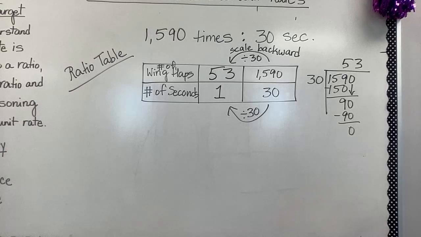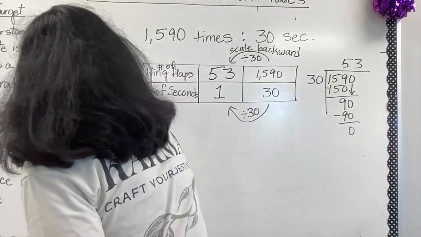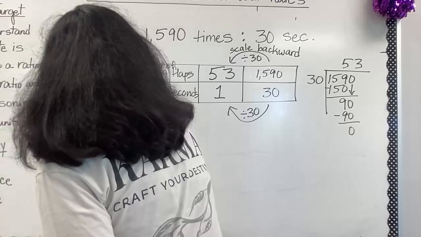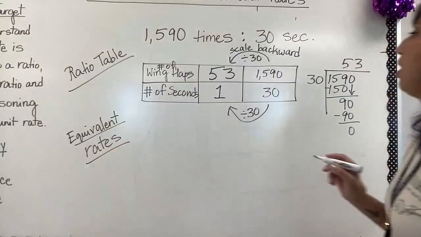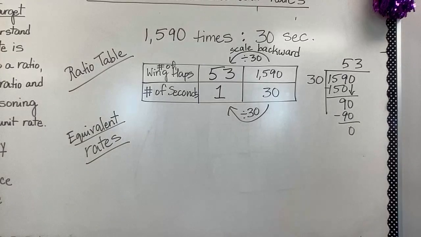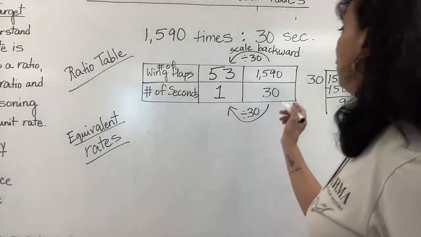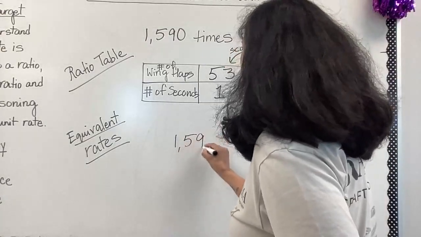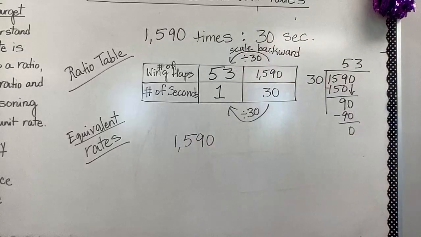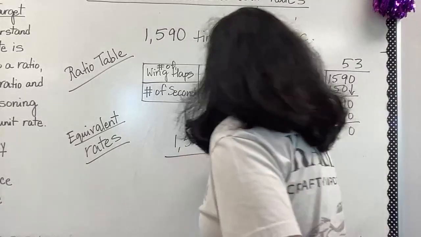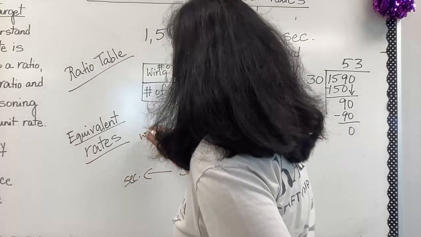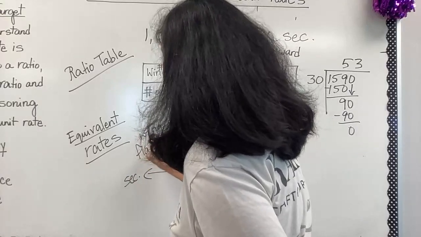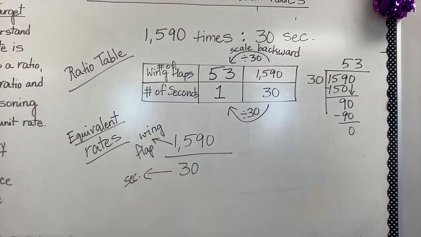Now another thing I can do is write and solve an equation stating that two rates are equivalent. So I'm going to use equivalent rates. I have 1,590 wing flaps to 30 seconds. This is my wing flap, the number of wing flaps, and this is my seconds.